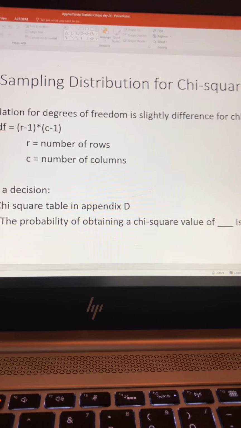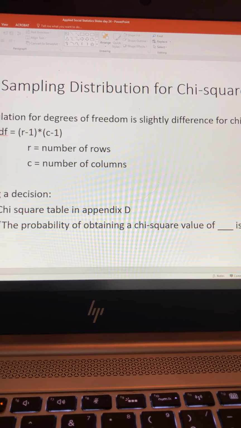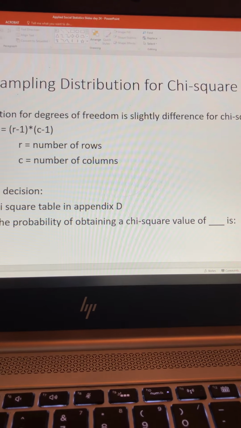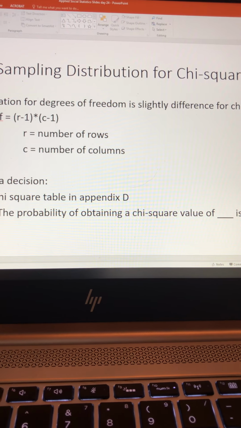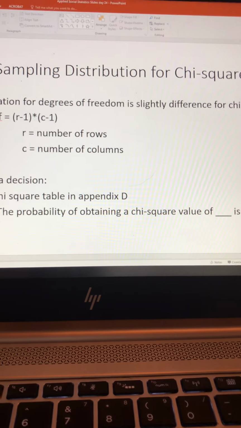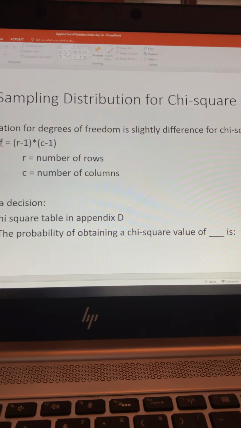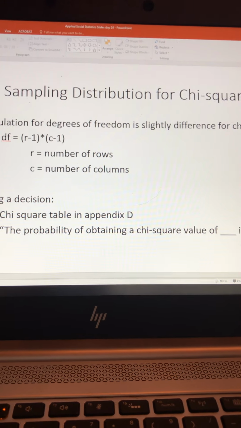So the degrees of freedom calculation is a little bit different. It's not more difficult, it's just a little bit different. So the way it's done is you take the rows minus 1 times the columns minus 1, okay? So in this case, it's easy. The number of rows is going to correspond to the attributes. So we had men and women. Those were the column variables.